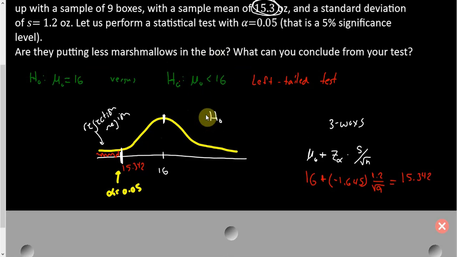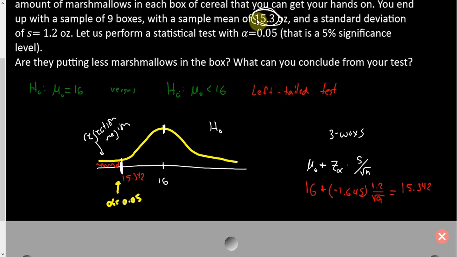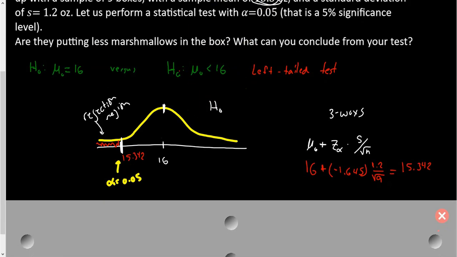So let's go up and put our data on there. What did we get? We got 15.3. Where does 15.3 go? That goes over here somewhere. That's where our data is. It's in the rejection region. And so we can reject the null hypothesis.